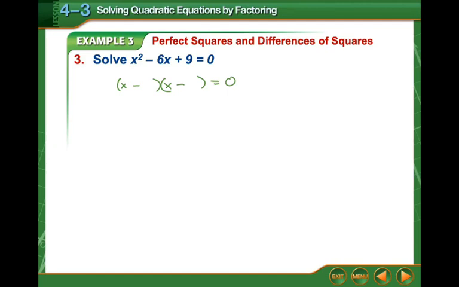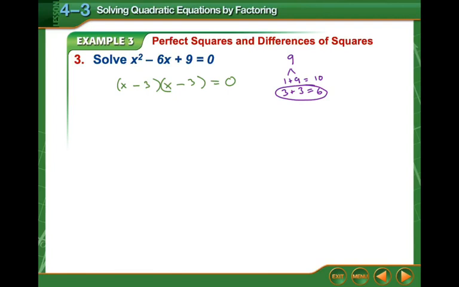So now we need to find some factors of 9. And 9, of course, has factors 1 and 9, and 3 and 3. And we need to find factors that add to equal our middle term, which is 6. So that's our last option there, 3 and 3. They're obviously going to be negative 3 and negative 3 here, but that's fine. So notice we have the same factor twice, right? We have x minus 3 and x minus 3.